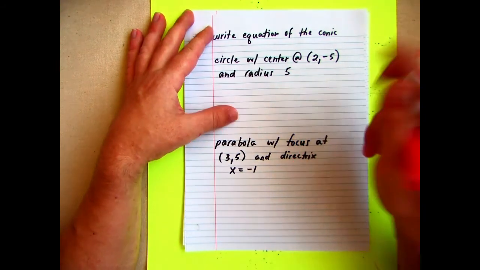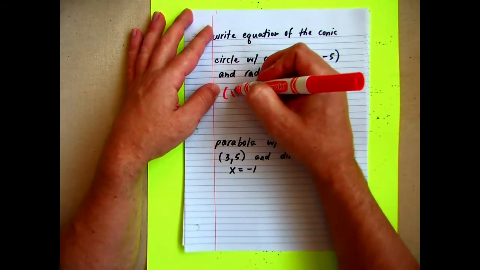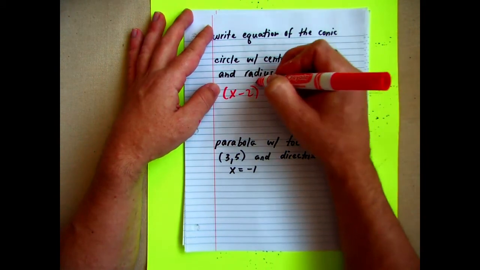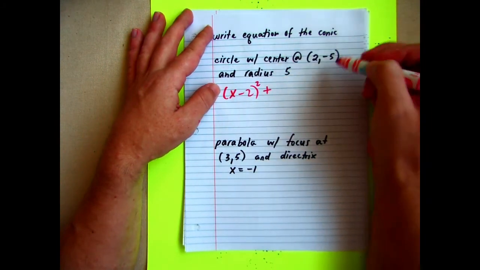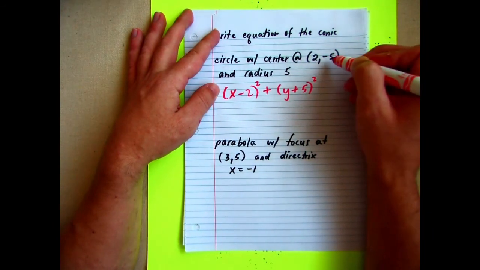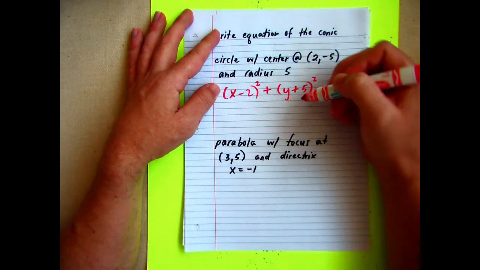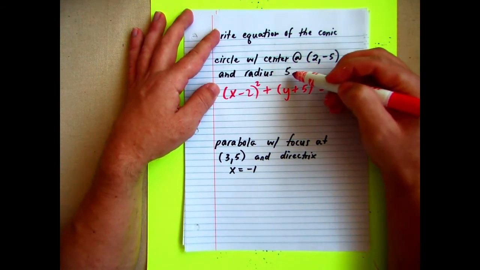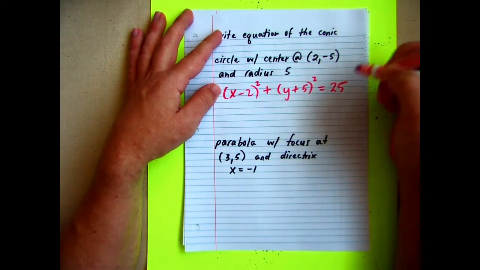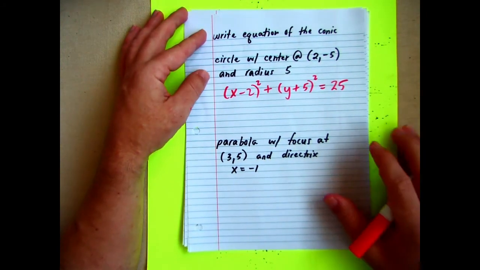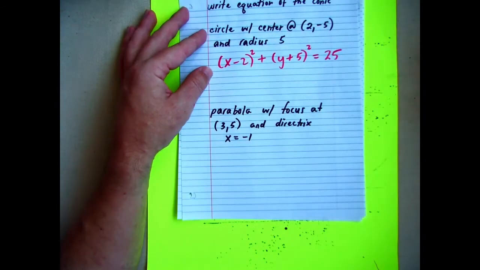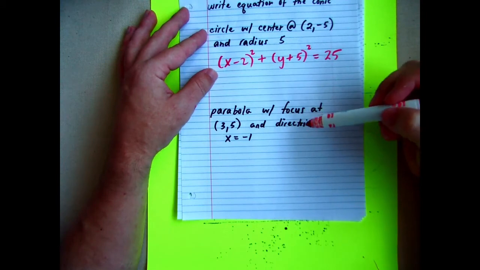A circle with center 2, -5 and radius 5. So this one's probably the easiest. Just write it with that center. And remember, as you write the equation, the sign in the equation is the opposite of the coordinate. So my answer, the equation is x minus 2 squared plus y plus 5 squared equals 25.